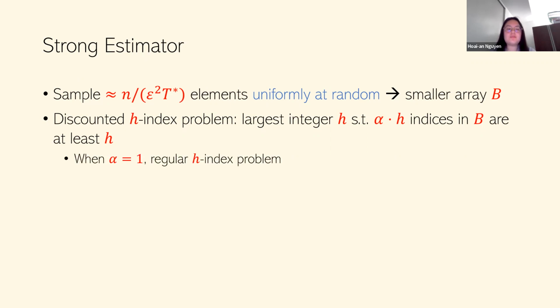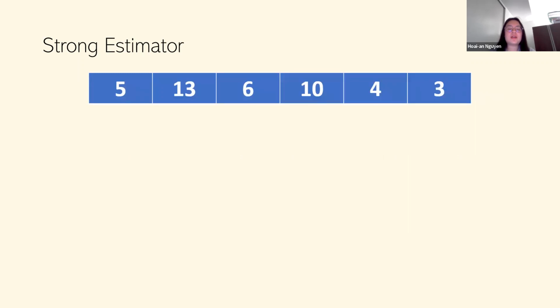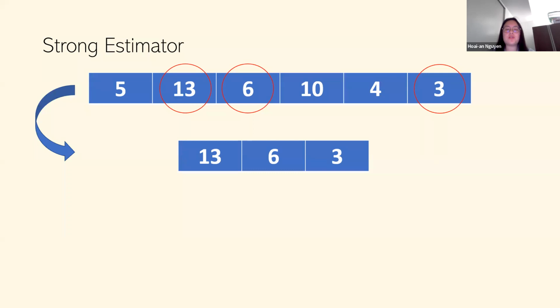Something to notice is that when alpha is equal to 1, this is equivalent to just the regular H index problem. Again, as an example, we have the same array as before, and let's say we sample 13, 6, and 3. We throw this into a smaller array, we'll call this B. Now we want to do that discounted H index problem on this array. Just for the sake of clarity, we're going to set the discount factor to be 1, so this is equivalent to the regular H index problem, just on the smaller array. We're going to have that H tilde is equal to 3, because 3 is the largest integer in the smaller array such that at least 3 entries are greater than or equal to 3.